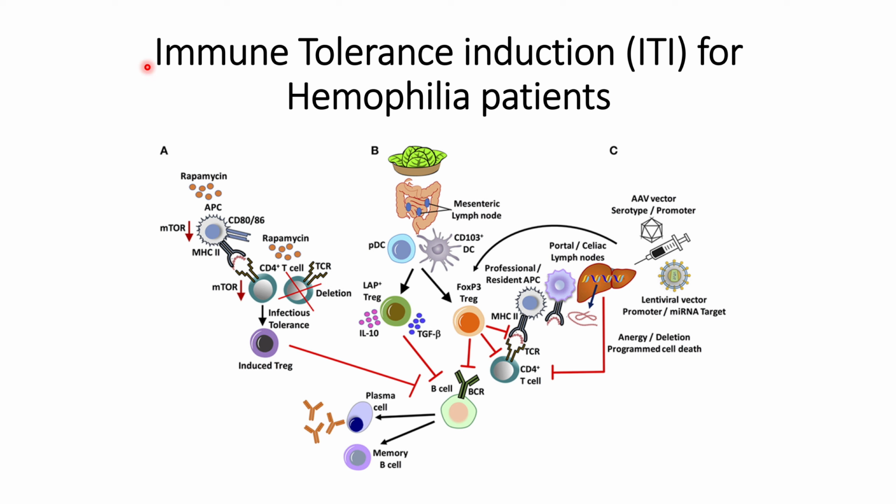So in this ITI strategy, they will try to reduce the immune response against those proteins, and three kinds of ITI therapies are shown in this figure. First we will discuss panel A, that is the introduction of rapamycin. Introduction of rapamycin will activate the antigen presenting cells, and simultaneously rapamycin will reduce the mTOR signaling pathway.